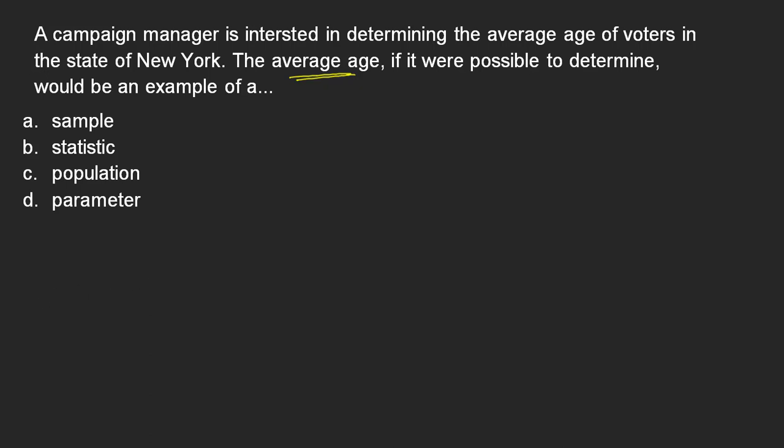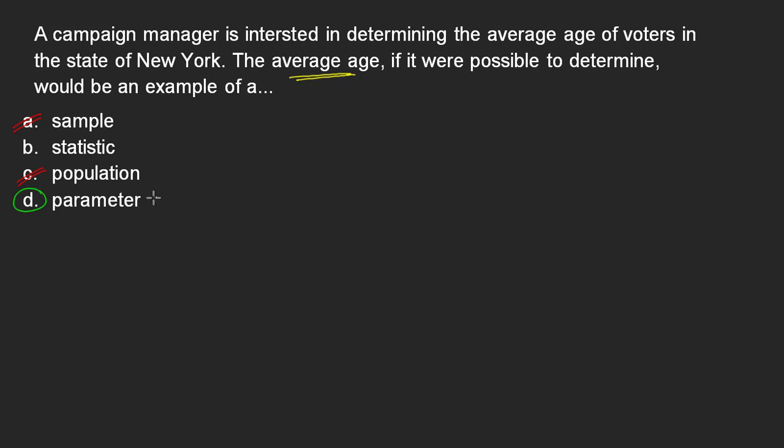Well, in this case, we are not dealing with a population. The reason being is we're not talking about a group. We're not talking about a group that is a subset, so it's not a sample. We're also not talking about the entire group. Instead, we're talking about something that is a property or a measurement of that group. So the average age of voters in the state of New York, if it were possible to determine, is going to be an example of D, a parameter.